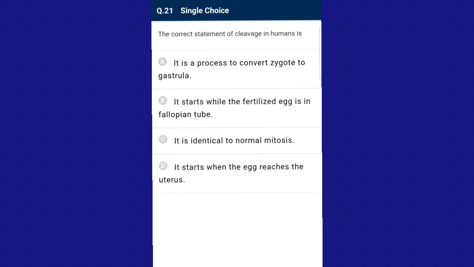Question number 21. The correct statement of cleavage in human is: fusion of sperm with the ovum is known as fertilization, and it occurs at the ampullary isthmic junction of the fallopian tube. The division of the zygote is known as cleavage. It begins in the isthmus of the fallopian tube, and the zygote moves towards the uterus while the division continues, forming 2, 4, 8, 16 daughter cells called blastomeres. So the answer is option B. It starts while the fertilized egg is in the fallopian tube itself.